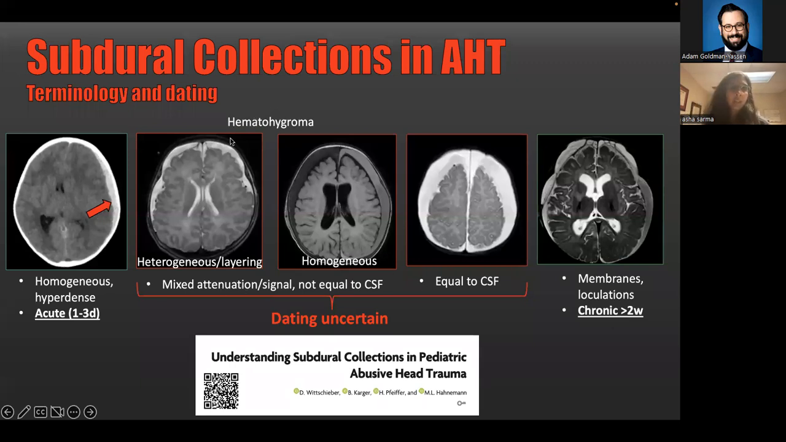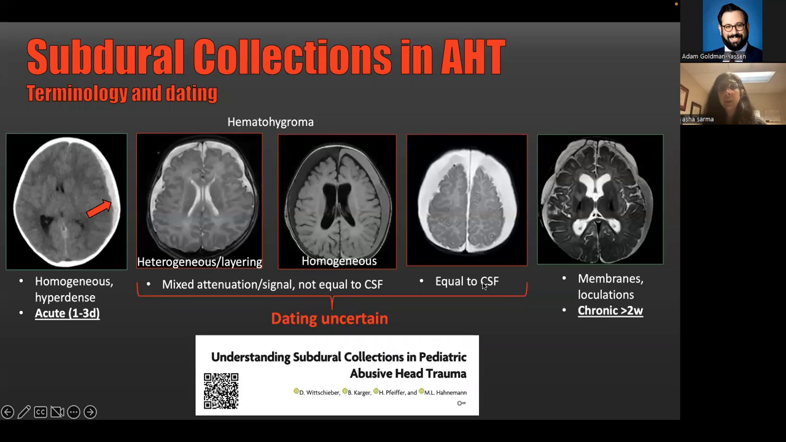So hematohygroma, those are a mix of blood and CSF or CSF-like fluid. You can either get this kind of heterogeneous or layering appearance. So you can see this T2 hypointense hemorrhage layering back here and more CSF isointense fluid supernatant here, or you can have a more homogeneous appearance where it's kind of the same throughout. But these can represent mixing of blood with CSF from arachnoid tearing, which can even be acute. So these, I would not attempt to date.